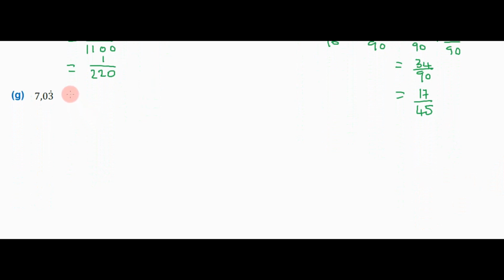Let's look at the last one here. It's 7,03 recurring. So it's 7,0333, etc. We're going to split up this decimal into 7 plus 0.03 recurring.